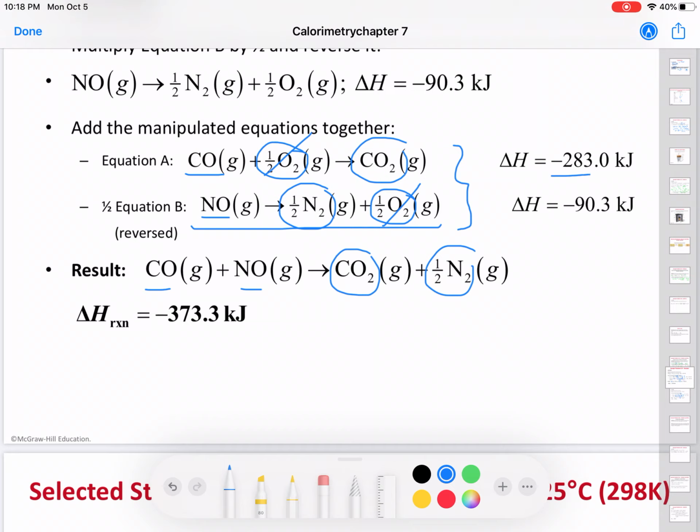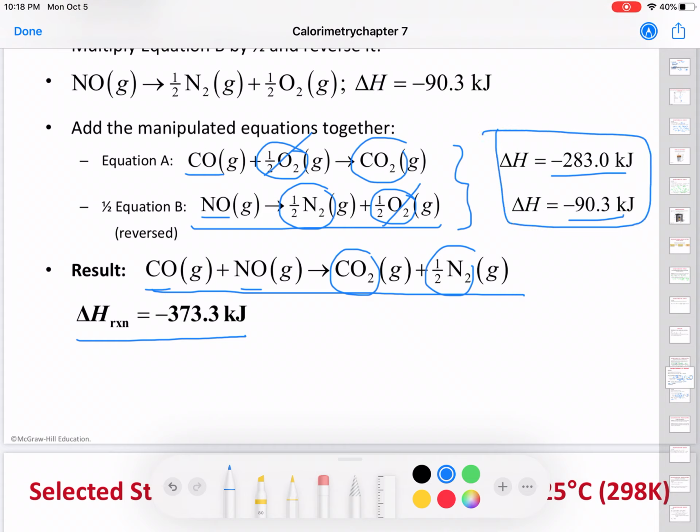Now when you add the delta H values for these steps, equation A and B, we can get the delta H for the reaction. So what we did from the given two reactions, we manipulated them in such a way that when they add together, we will get the target equation, which is what we want. And then similarly, we use the enthalpy values. You add these two enthalpies to find the delta H of the target reaction. Okay, negative 283.0 plus negative 90.3 gives you delta H for the reaction, negative 373.3 kilojoules.